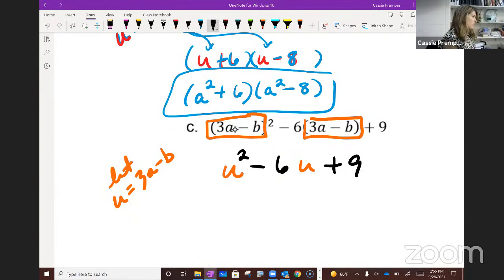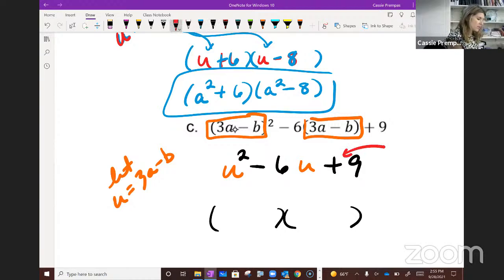And that looks easier to factor, right? Rather than trying to use 3a minus b. Do you have to? No, you don't have to use U substitution, but it can sometimes just make it easier to visualize with what we already know. So now if I break this down, the last term is positive.